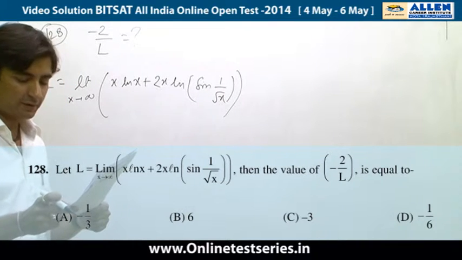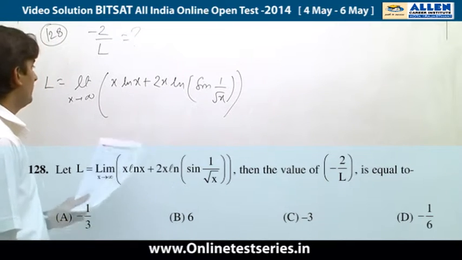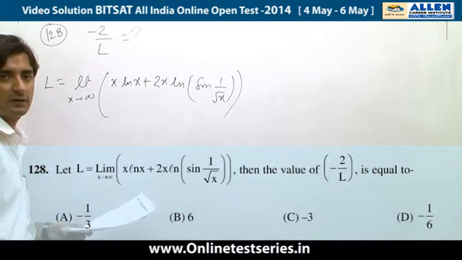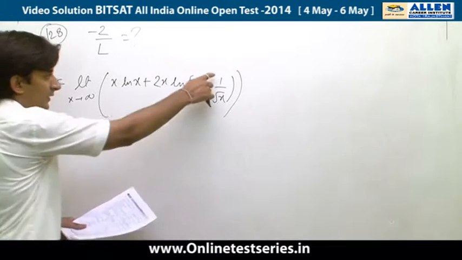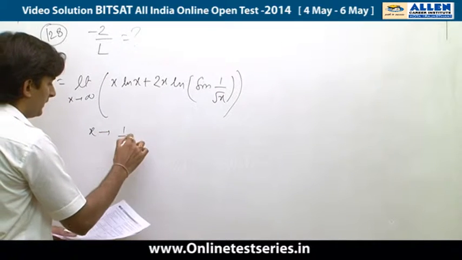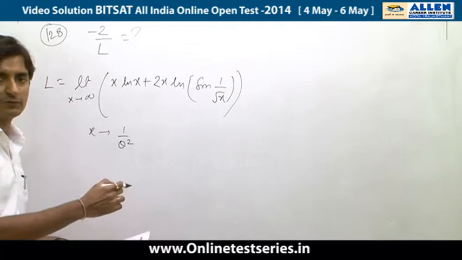For question number 128, we have been asked to find the value of minus 2 by L, where L is the value of limit x approaches 0 of x ln x plus 2x ln sin(1 by root x). For solving this limit, since here it is given 1 by root x, we take a substitution that x can be taken as 1 upon theta square. Now as x will approach towards infinity, theta will approach towards 0.